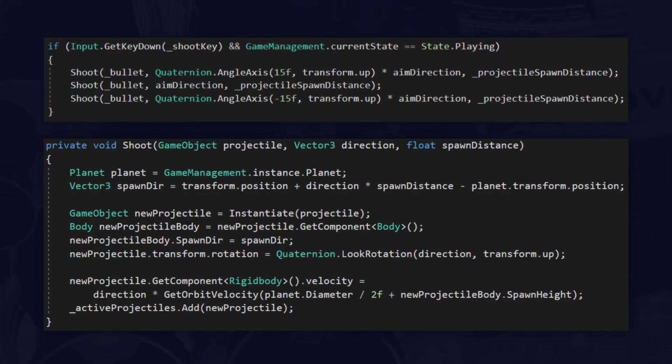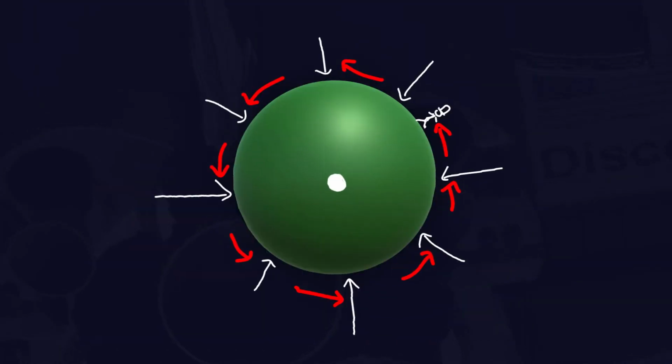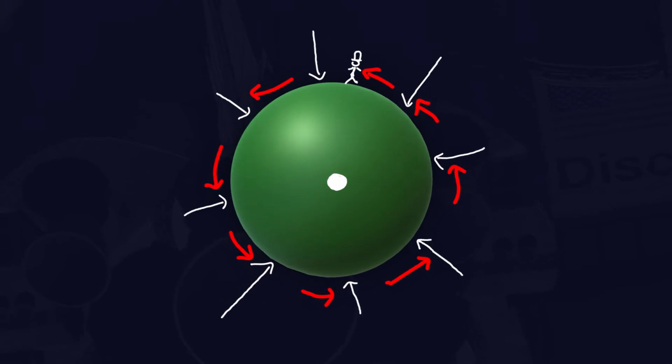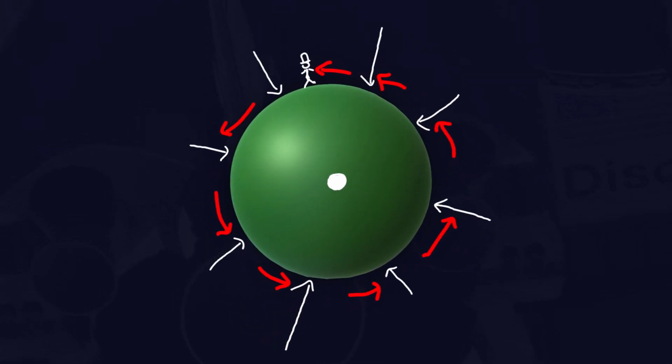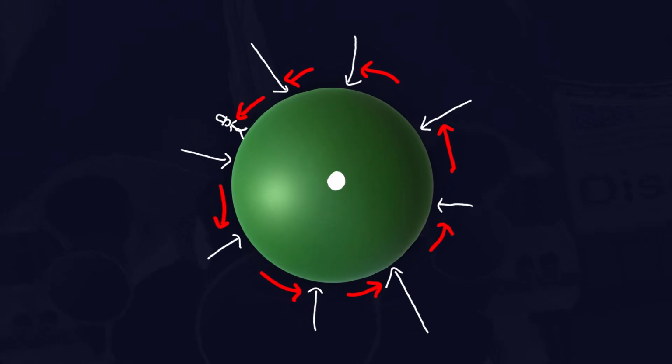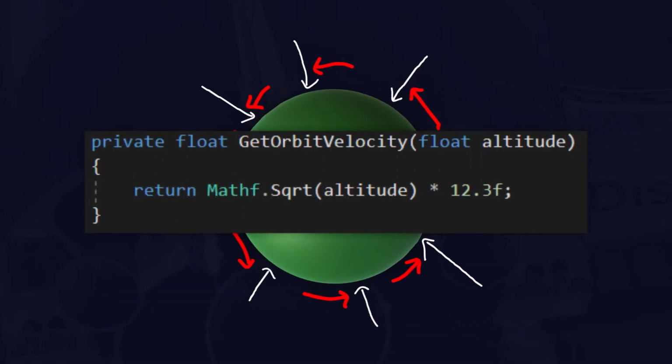I also created a script for spawning the bullets that I attached to the player. When the spacebar is pressed down, three bullets are spawned using a prefab. The bullet instances are then temporarily saved so that the velocity can be applied. The velocity needs to be high enough for the bullets to enter orbit, but still so low that they almost graze the ground. The formula that I use to calculate the velocity is this.